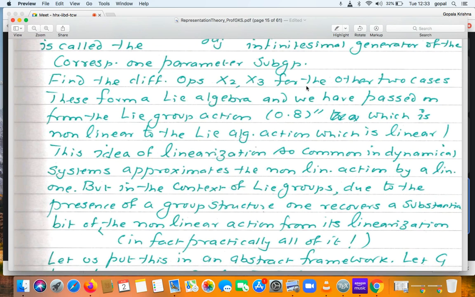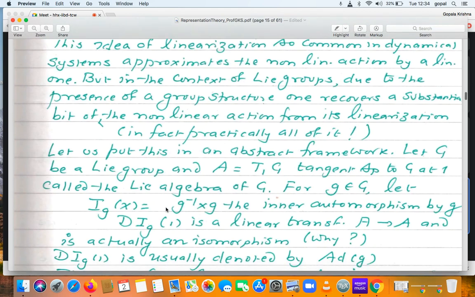So this idea of linearization is so common in dynamical systems, where the nonlinear problem is approximated by a linear problem. In the context of Lie groups, we have an advantage that because of the presence of the group structure, one recovers practically the full information about the nonlinear action from the study of the linearization. Whereas in general theory in dynamical systems, only the local behavior of the nonlinear system is reflected by the linearization. But because of the Lie group structure, we can do much better.